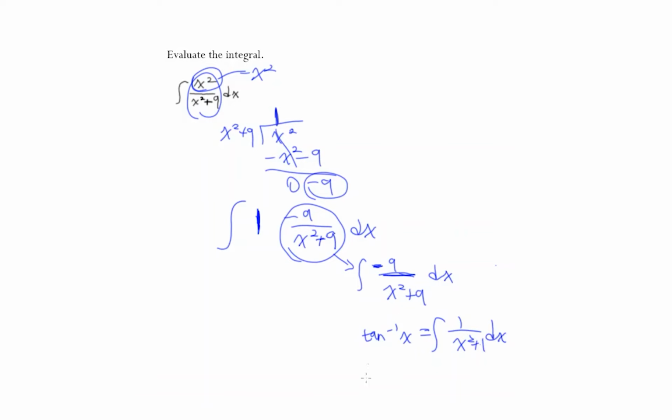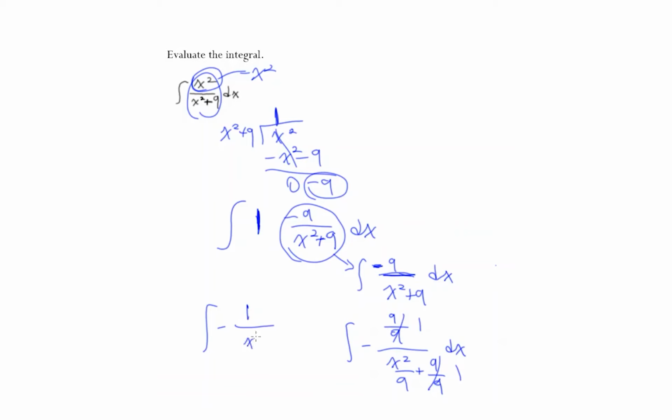So how are we going to get x squared plus 9 to equal x squared plus 1? Well, the fastest way to do that is to divide everything by 9 so we can change this 9 into a 1. So that breaks down to that, and then this simplifies out to 1. That simplifies out to 1. So we're left with 1 over x squared over 9 plus 1.